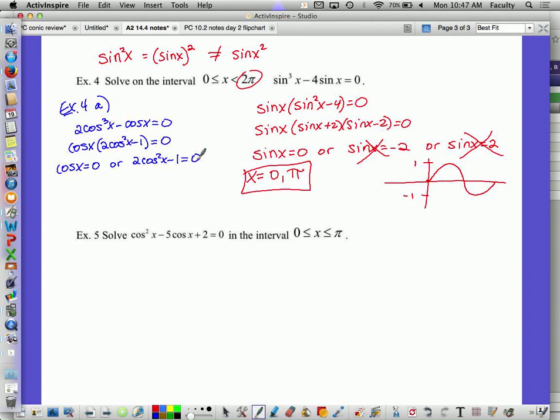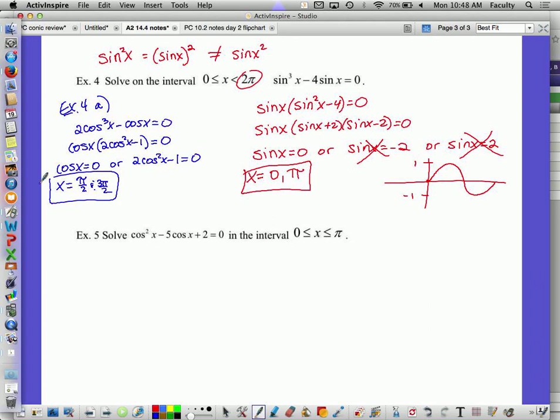I will tell you there are 6 answers. I got half of them. Okay. If mine are right. Well, for cosine x equals 0, Elena, did you have pi over 2? Yes. And 3 pi over 2. All right, so how many of you had the pi over 2, 3 pi over 2?